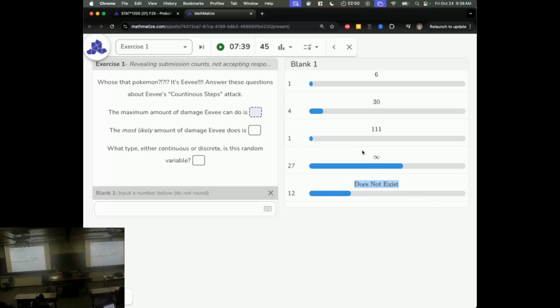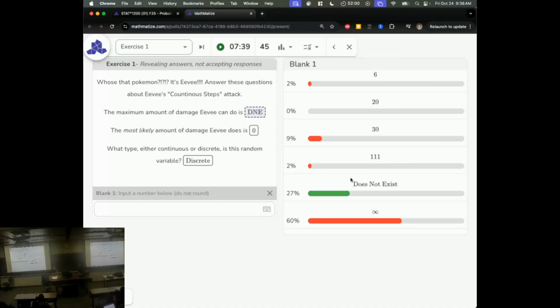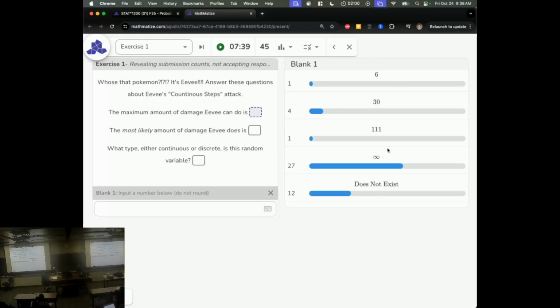So what does infinity mean? You might have heard the famous saying, infinity is not a number. I think the most correct answer is does not exist. The reason it does not exist is because no matter what number you say, Eevee can do more damage than that. So somebody comes to you and says, I think Eevee can do 150 damage. And then I'll say, well, yeah, but they could also do 180 damage. And then someone comes to you and says, I think Eevee could do 3 million damage. And you say, yeah, but it could do 3,030,030 damage.